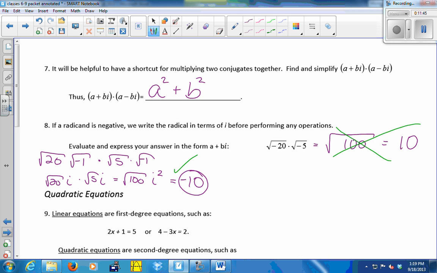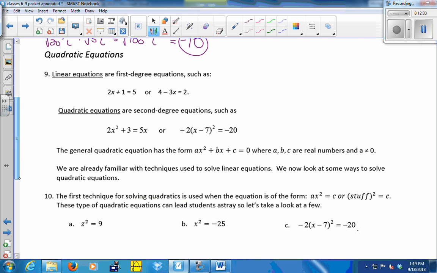So you may be asking yourself, why are we inventing complex numbers right now? And the answer is because sometimes they're the answer to a quadratic equation, as we'll see. Sometimes you get complex numbers as the answer to a quadratic equation.